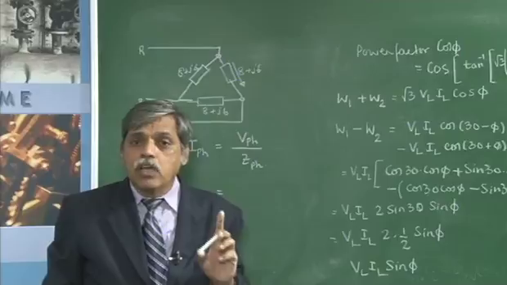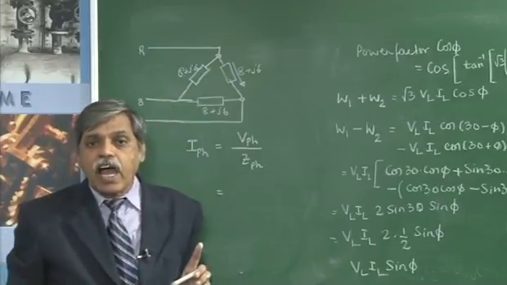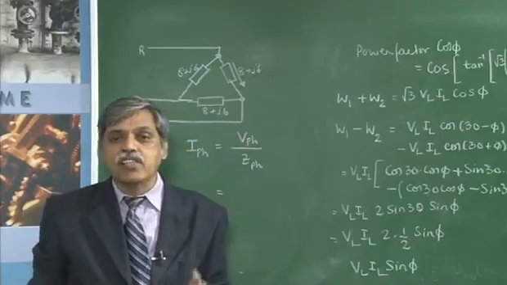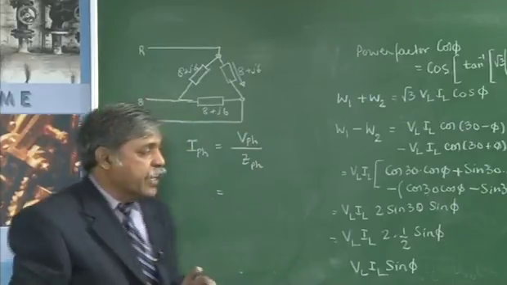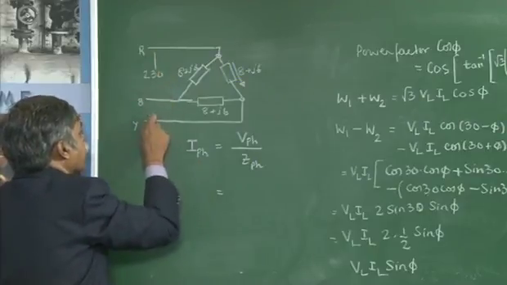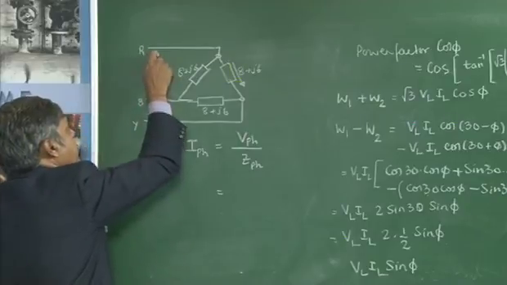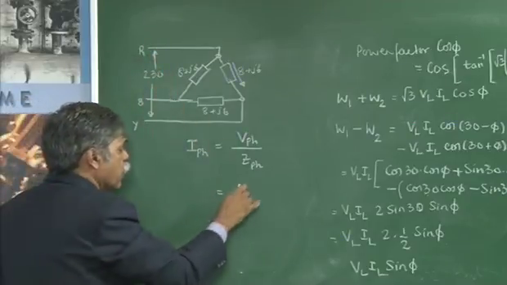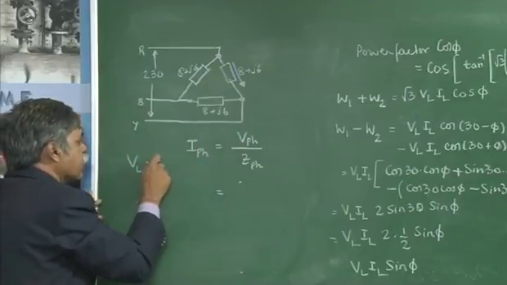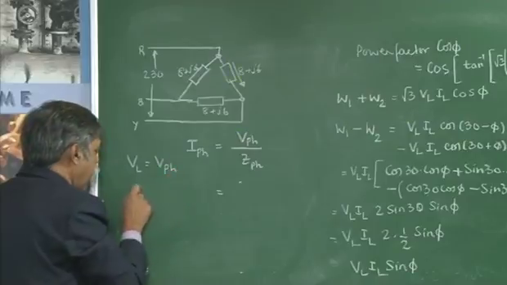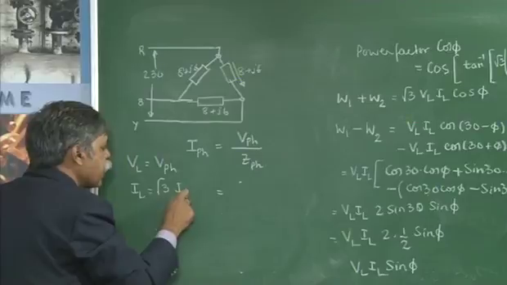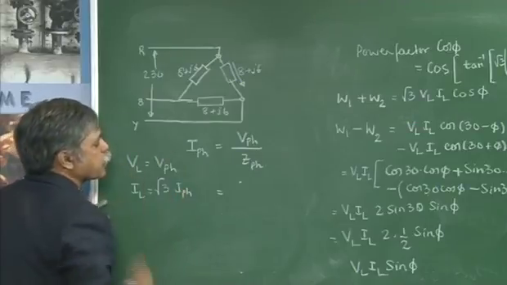Now here, because the load is connected in delta, there is no difference between phase and line voltage. Both voltages are equal. Therefore I can treat the 230 volts between R phase and Y phase as the phase voltage or as the line voltage. Because for a delta connected system, V_L is equal to V phase and I_L is equal to root 3 times I phase. I am making use of this relationship in solving this problem.